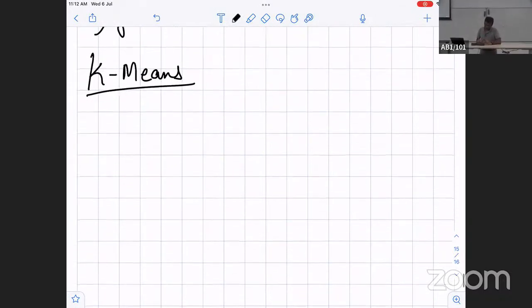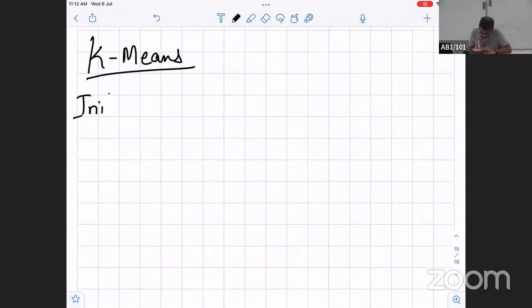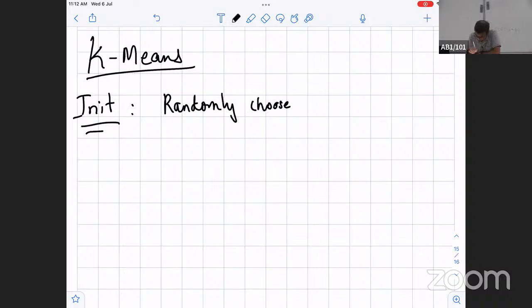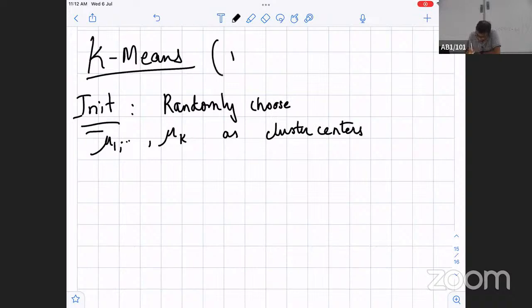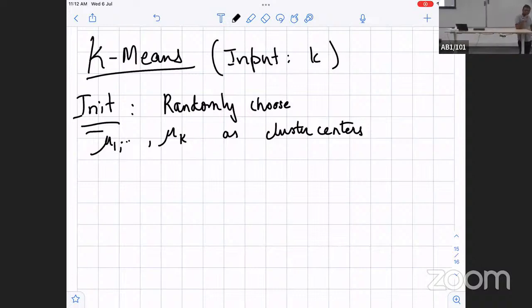So the algorithm goes as follows. Initialization: what you do is you randomly choose mu 1 to mu k as cluster centers. By the way, the input to a k-means algorithm is k. K is how many clusters you want. So there is now the question of how do you choose k? That we will answer at some point.